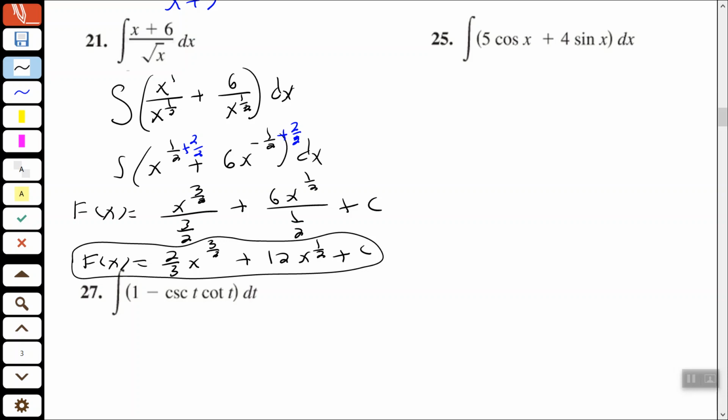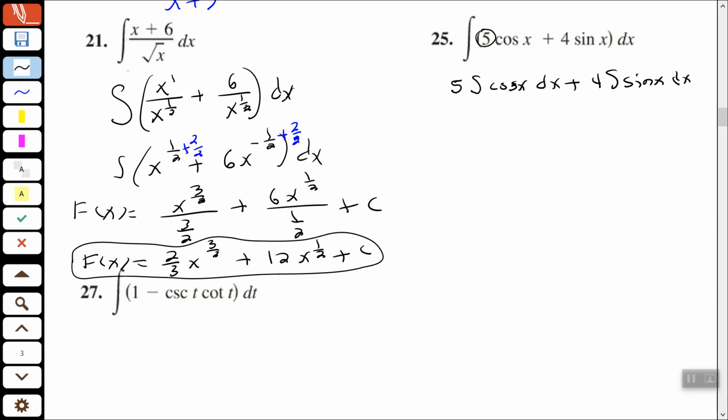Let's move right along. Number 25, we have the integral of 5 cosine of x plus 4 times sine of x dx. Again, you're going to integrate each one of those separately. So let's rewrite this. And these constants, these multipliers, they can come outside of the integral. So 5 times the integral of cosine of x dx plus 4 times the integral of sine of x dx. So you can rewrite it like that to show what you're doing.